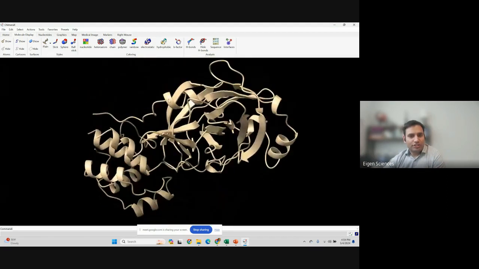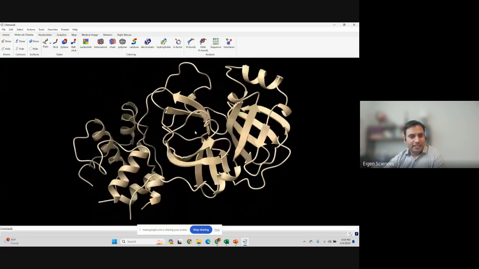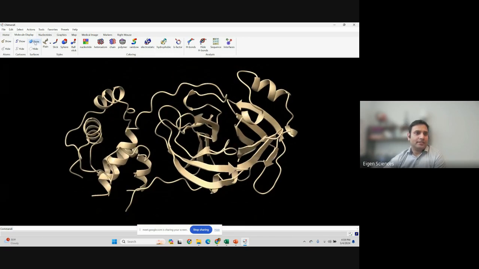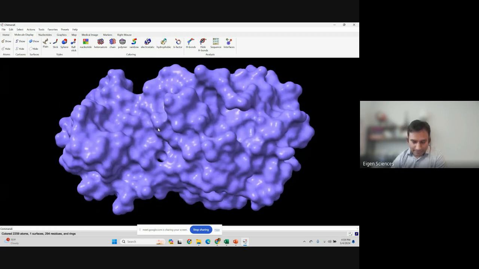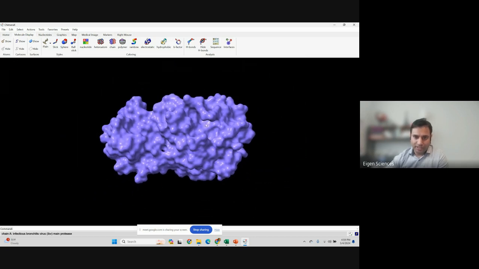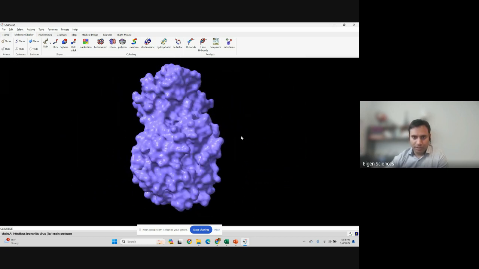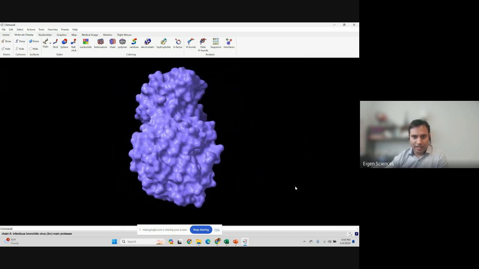Okay, so on your screen there is an enzyme, and this enzyme is called main protease. And this enzyme is present in coronavirus. And obviously, if this enzyme is present in coronavirus, it is a bad enzyme. It is not a good enzyme, right? So we want to kill or inhibit this enzyme. Okay, and this is how it looks like.